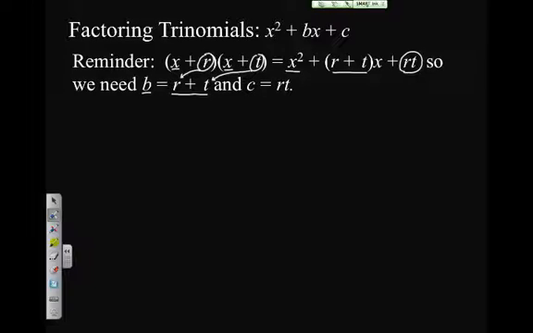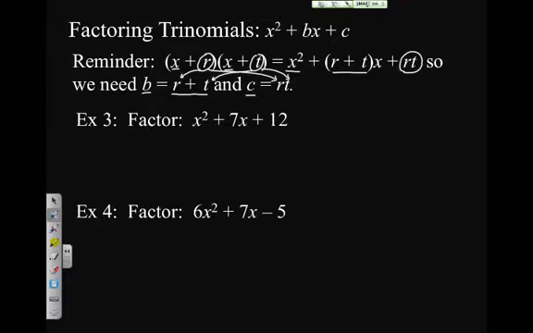The c term is the product of r and t. So r and t give us the important information about b and c, and that's what we're going to be looking at when we factor these. We have to think about what will multiply together to be that last term and add together to be the middle term.